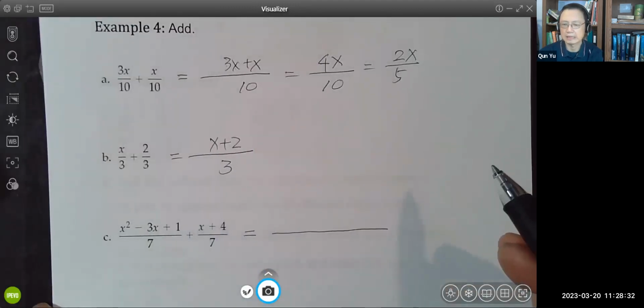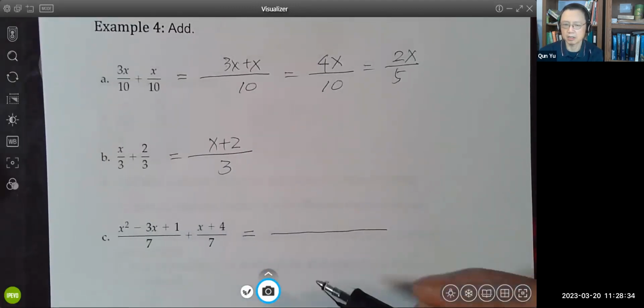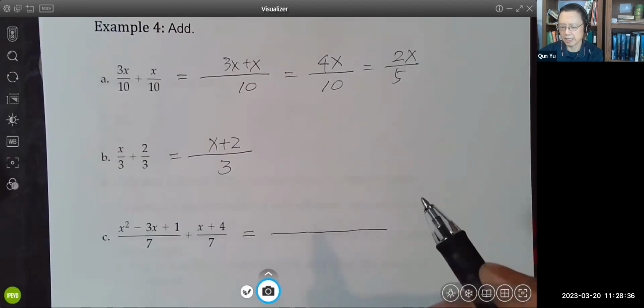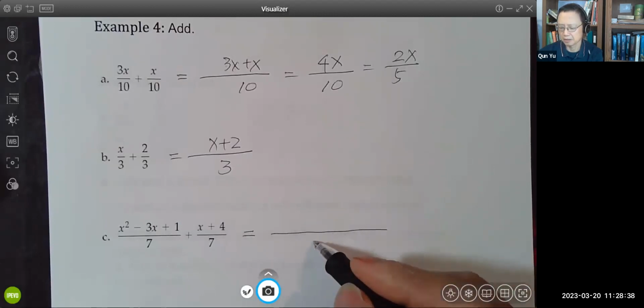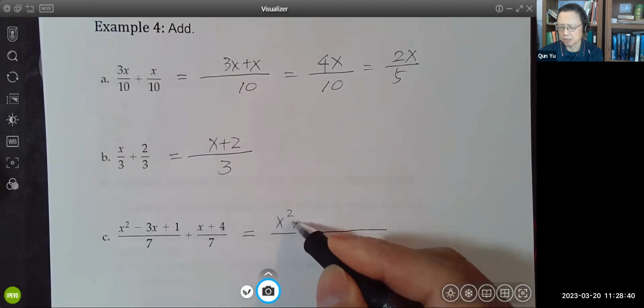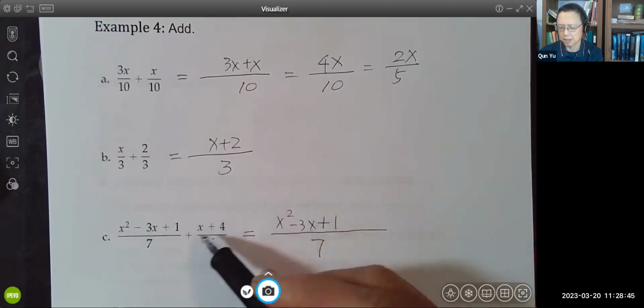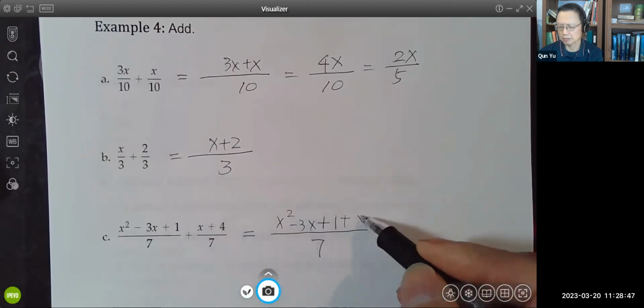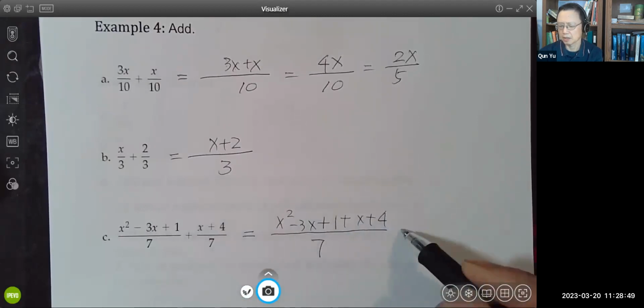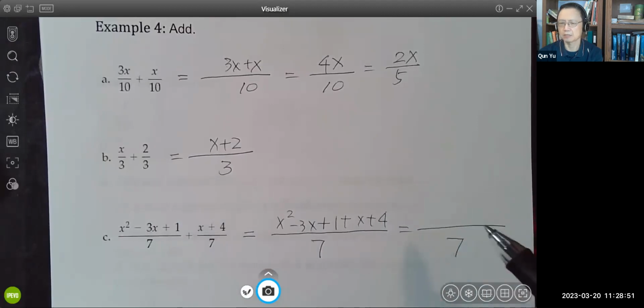Basically, they are just very similar problems. They all have the same denominator. We just add numerators together. 7x squared minus 3x plus 1. So it's the plus. So the plus x plus 4. Now we combine like terms.